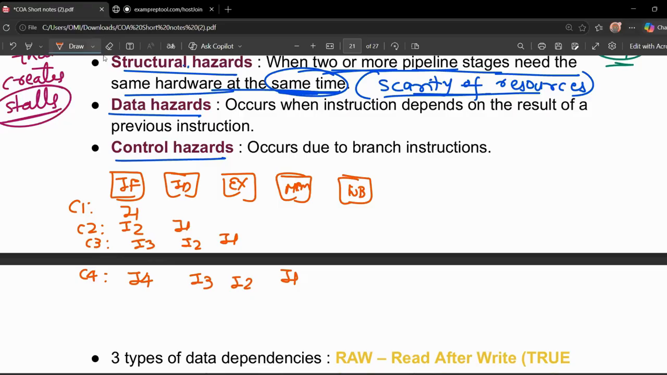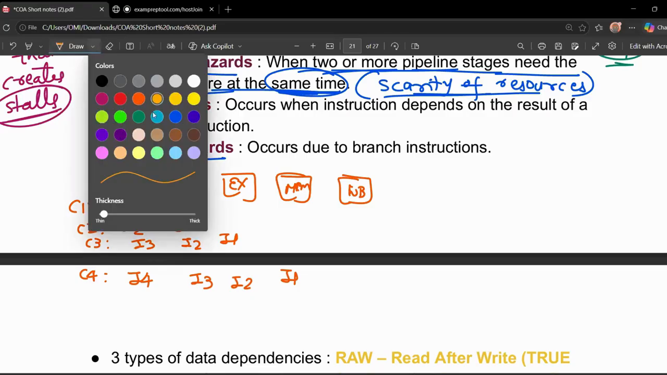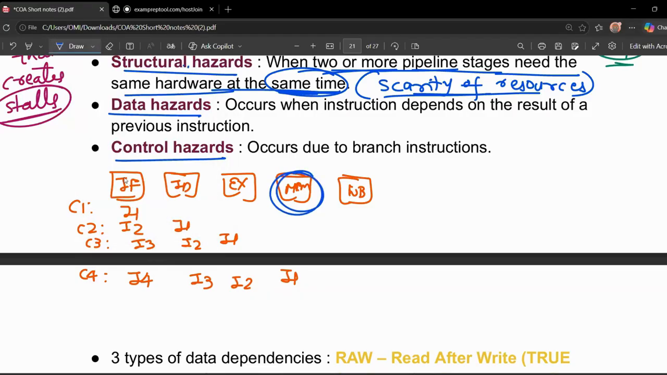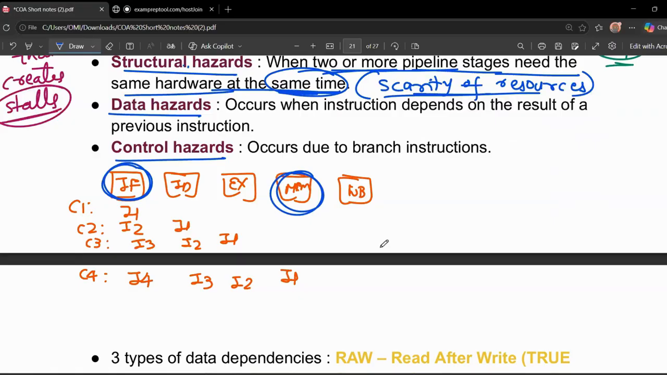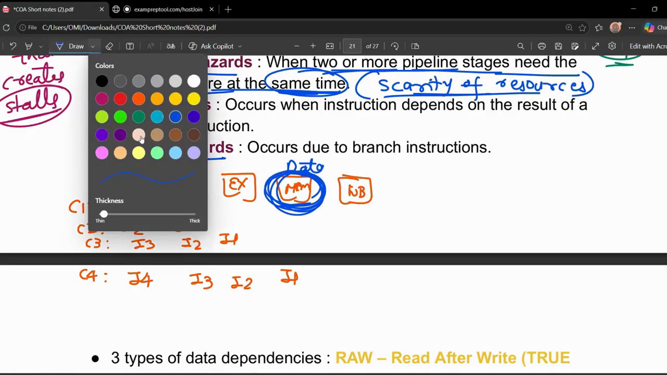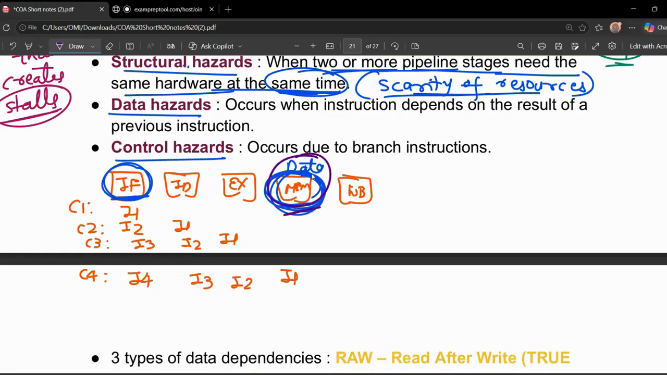Now if you look carefully, two stages here: this is the memory stage, and this is the instruction fetch. Instruction fetch and memory both happen in the memory, because we fetch the instruction from memory, and this is the data memory. If you want some data, you can go to the memory, right?